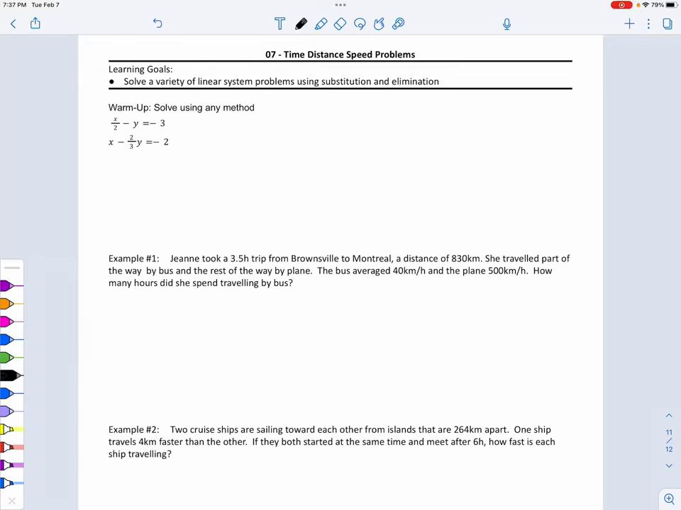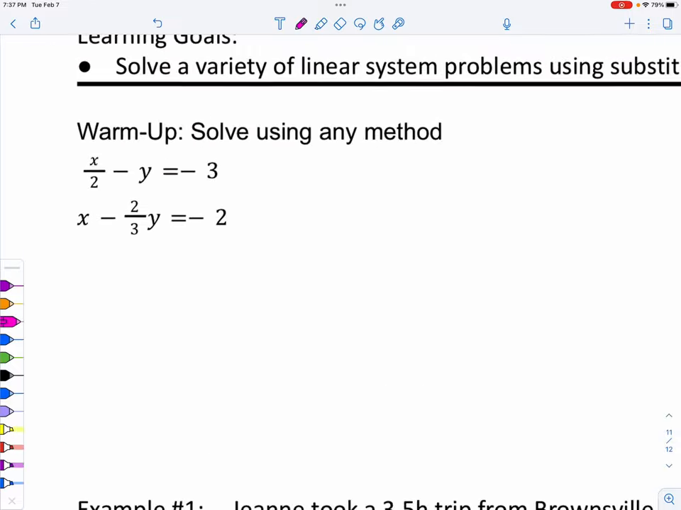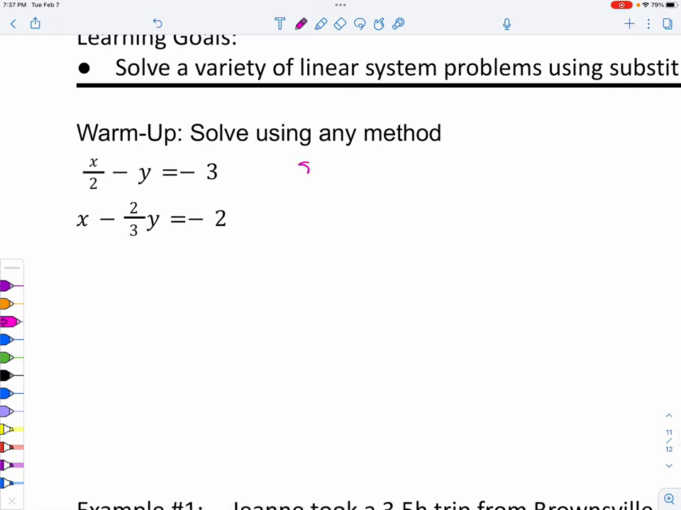Okay, guys, this video is going to look at problems involving time, distance, and speed. You'll see there's a warm-up question here. I'm not going to do it in this video. My only hint here: solve using any method. You want to simplify first. Always try to simplify the problem before going through and trying to solve it.